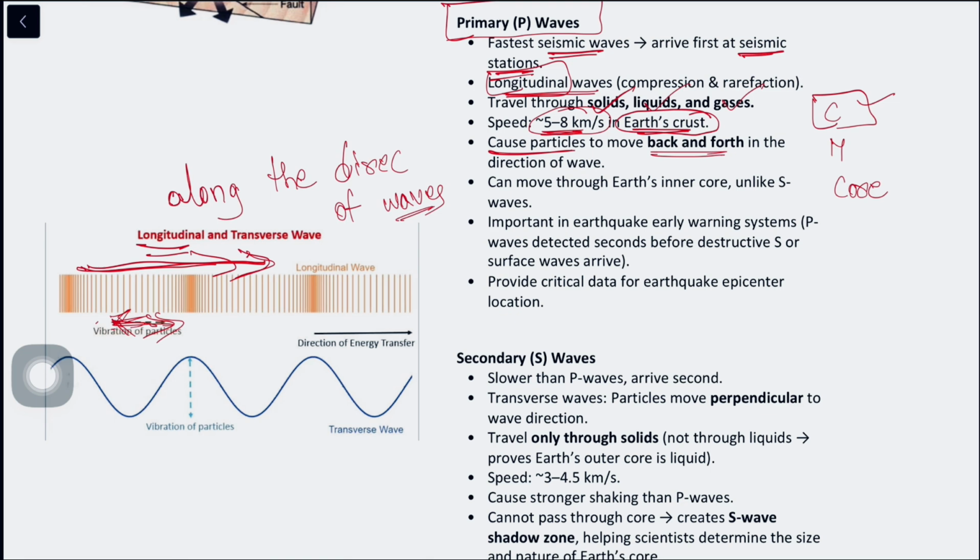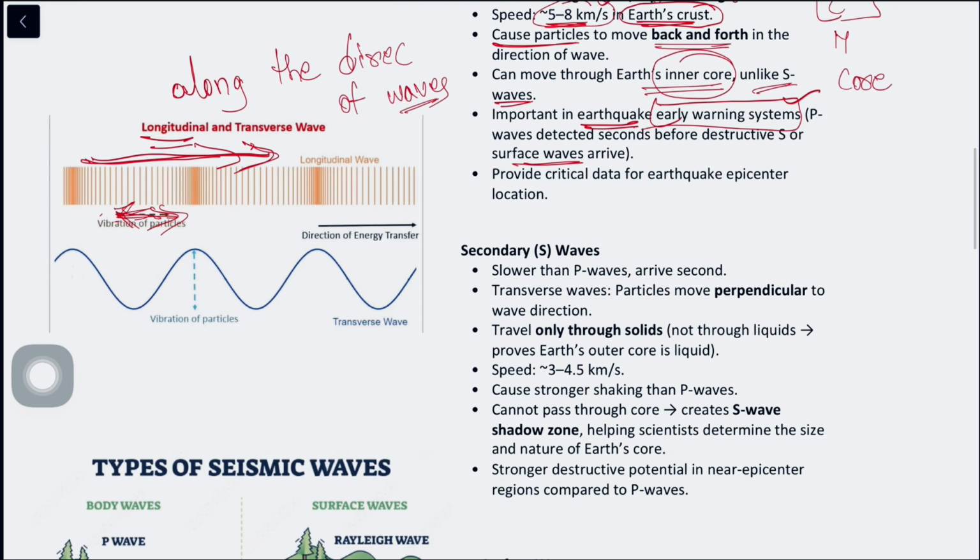So, these P waves can travel through the earth's inner core also, because they have the capability to travel through both liquids and gases as well, unlike the S waves which can only travel through solids. Okay, so they are important in earthquakes because they can help in the early warning system and to alert the people, because they can reach the earth surface immediately before the surface wave arrival. That's why P waves are very important in warning people before the earthquake arrives. Okay, and this provides very critical data for the earthquake's epicenter location as well.